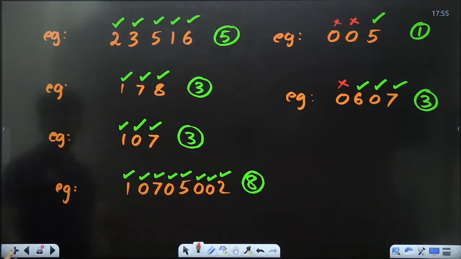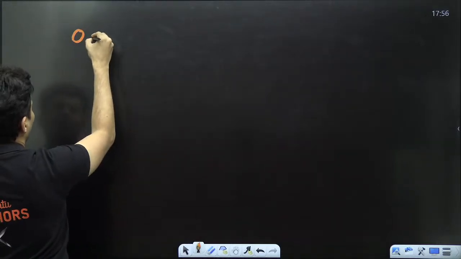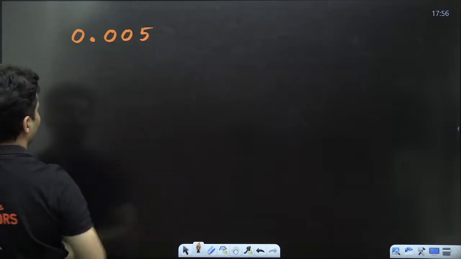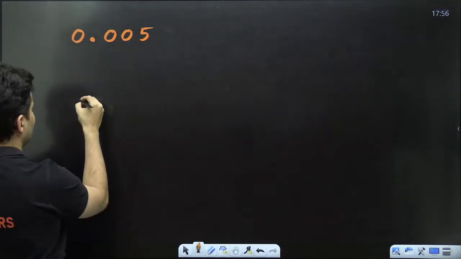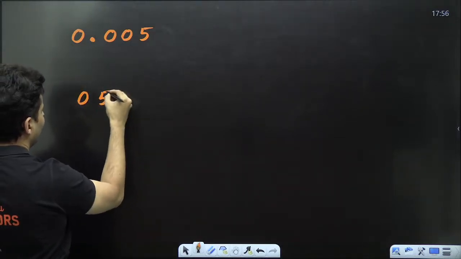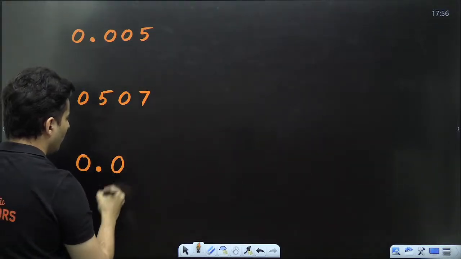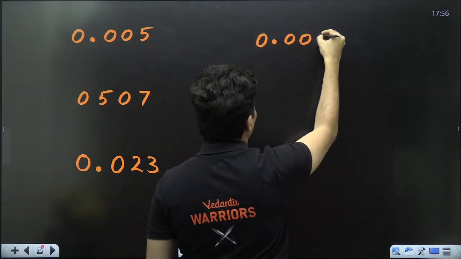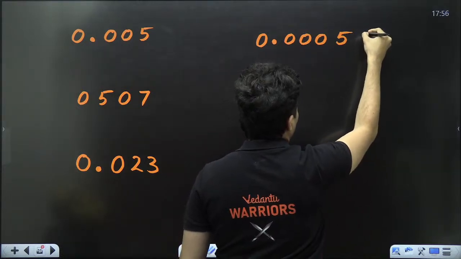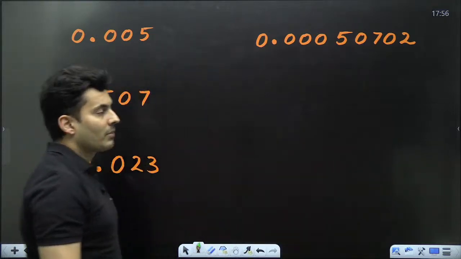What do I mean by this? Let's have a look. Example, let's say 0.005. Understand this rule: right of the decimal point and also to the left of the non-zero digit. Take 0.0507 or 0.005, then 0.023, then 0.00050702. Look at all these numbers.